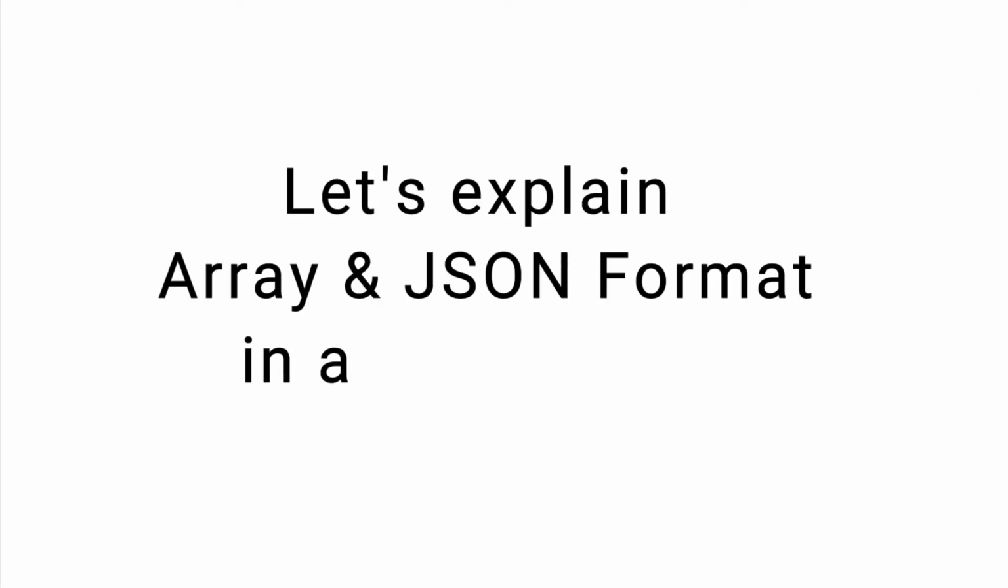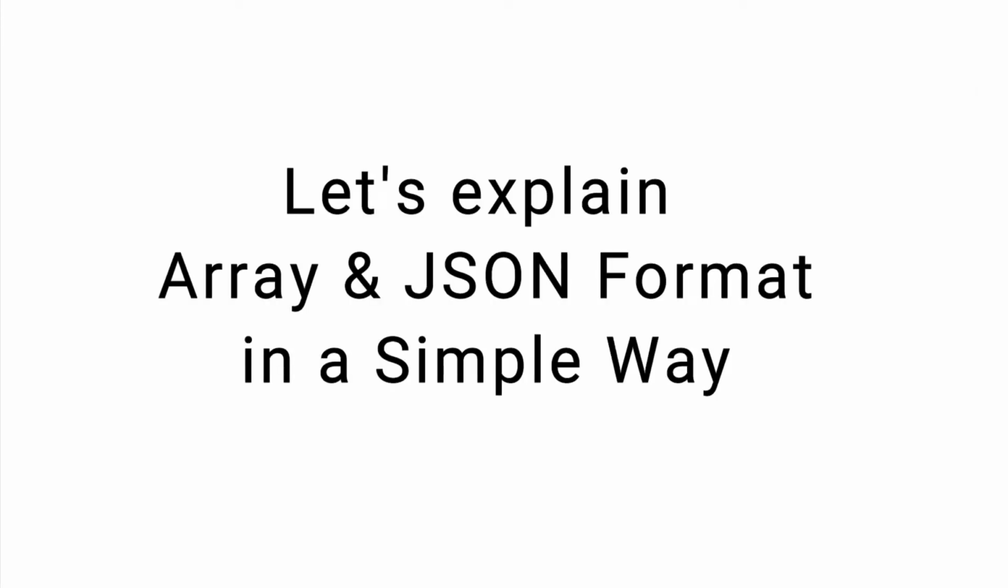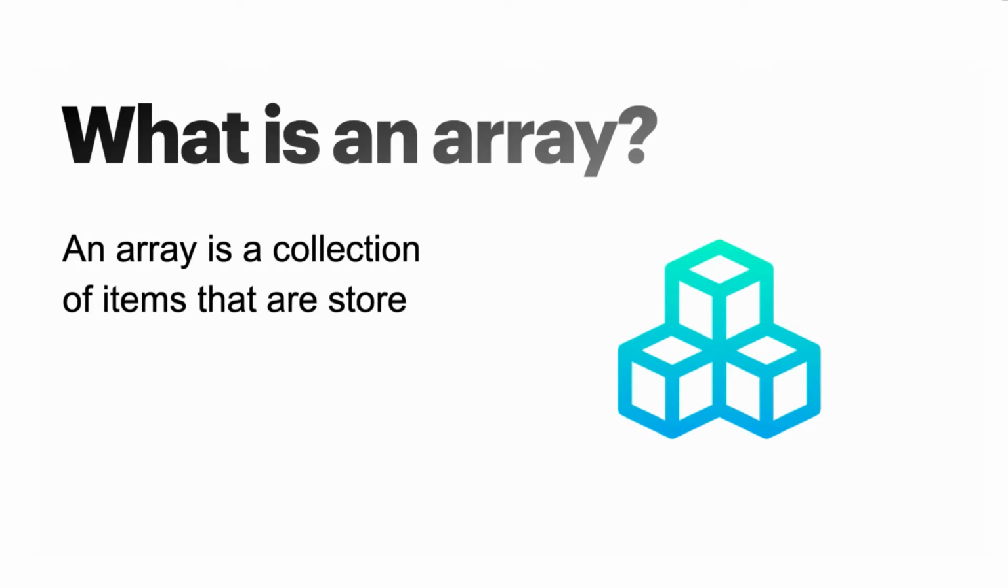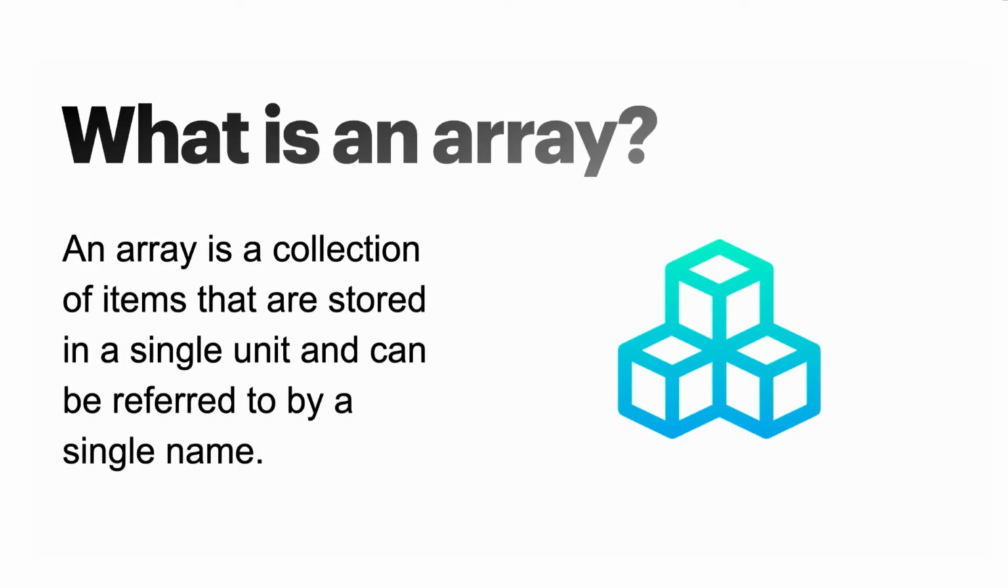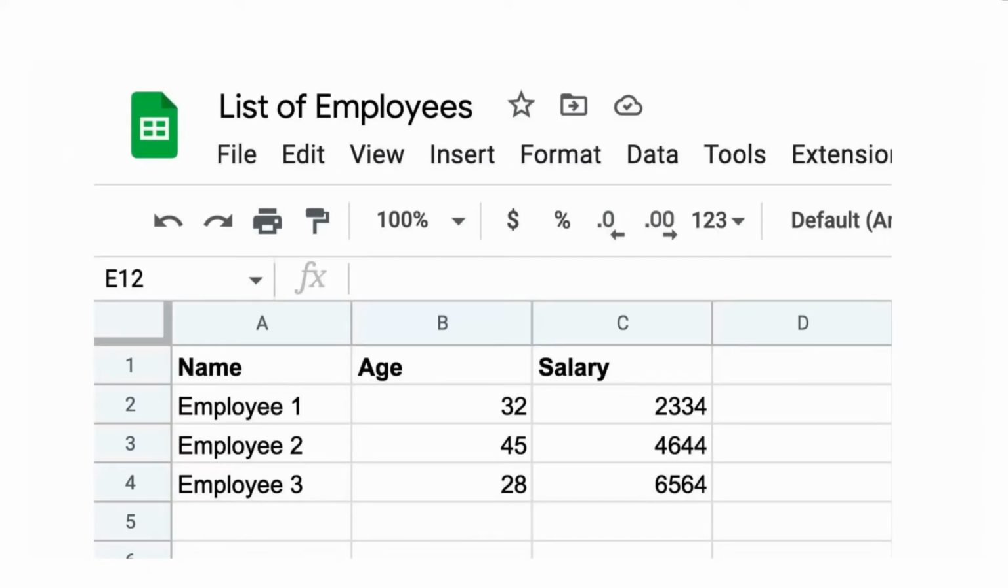For those who are non-technical, let me explain array and JSON format in a simple way. An array is a collection of items that are stored in a single unit and can be referred to by a single name. Imagine you have an Excel spreadsheet with a list of employees and their information, such as name, age, and salary. You can represent this information as an array, where each row represents an individual employee, and each column represents a different piece of information: name, age, salary.